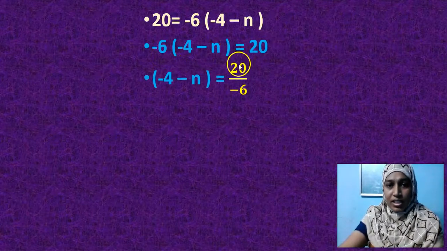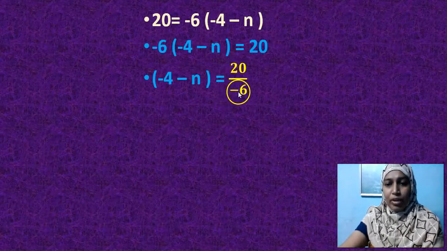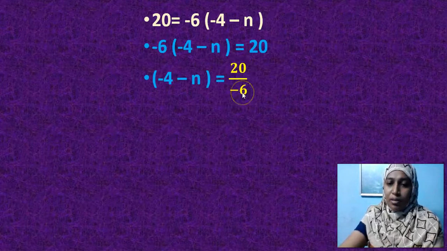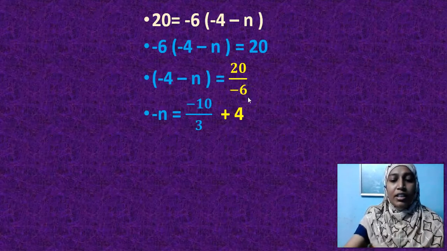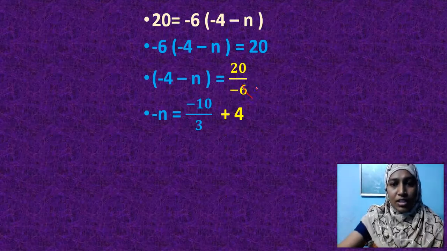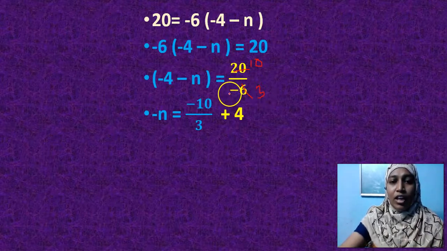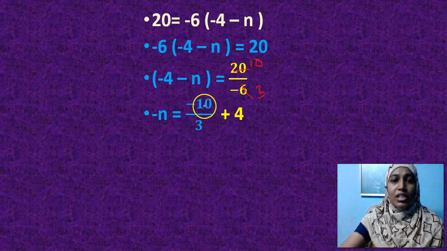So 20 as it is. The 6 alone has changed its position from multiplication to division. When it is in the numerator, it comes to the denominator. If it is in multiplication alone, you will have it like that. So 20 by minus 6. If I cancel this 20 and 6, what will I get? Here 3 2s are 6 and here 10 2s are 20. So I get 10 by 3, minus 3. We should not have a negative sign in the denominator, so it is shifted to the numerator as minus 10 by 3.